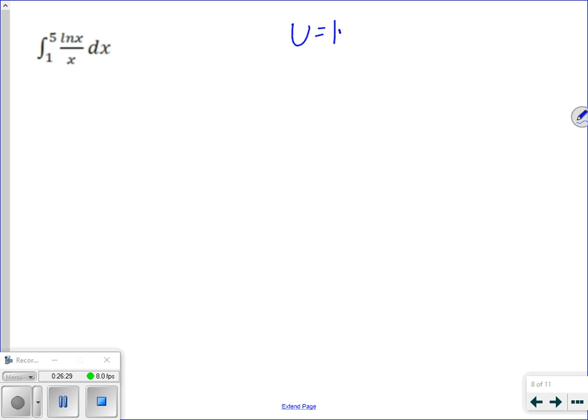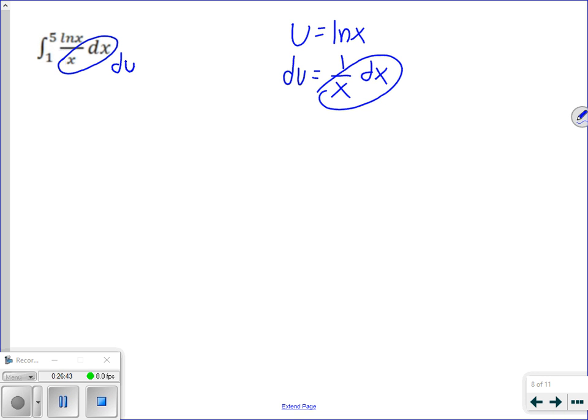What happens if I let it be ln of x? Then isn't du 1 over x dx? And hot dogs, look at this. dx and x. So I can let this be du, and I can let this be u. So this is du, and the top is u. So what I really have is the integral of u du. That's it.